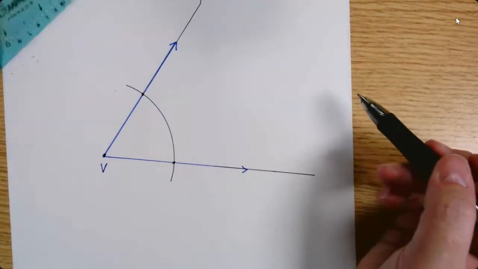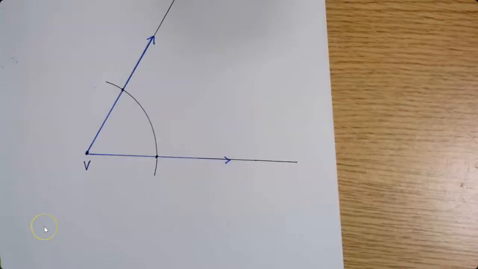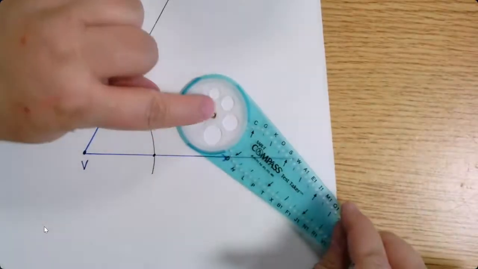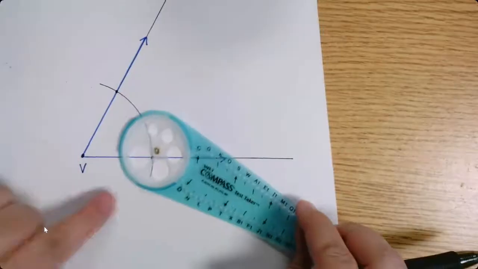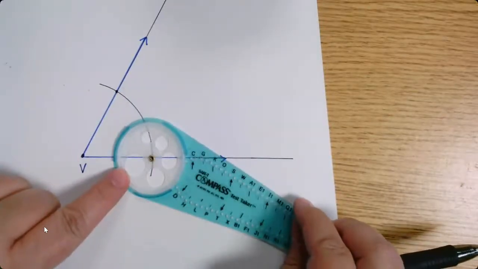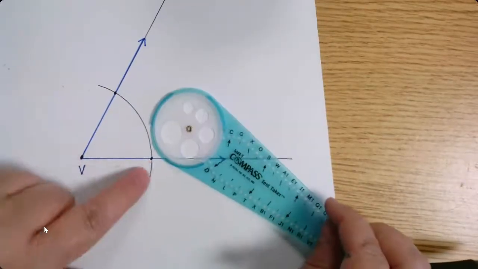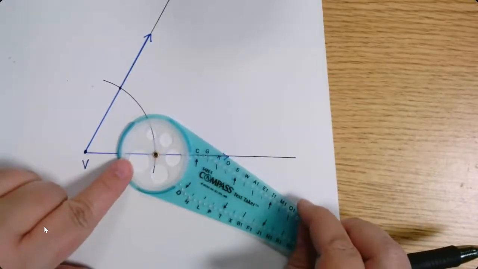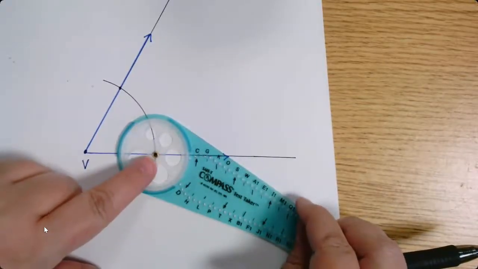Those points are going to be very important because I'm going to use them to draw some more arcs. First off, I'm going to take my center and put it right over one of those two points. It really doesn't matter which one you start with. I'm starting with this one. Okay, so I can see my point right through that center hole.